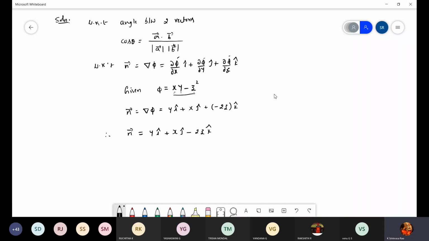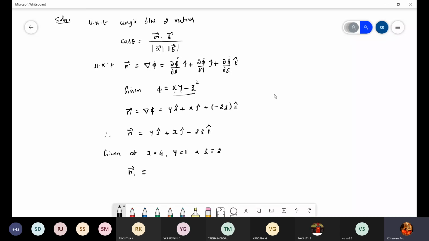Okay, so now what is given, you can substitute those points. Given at x equals, what are the points? It is given 4, 1, 2. Is it right? x equals 4, y equals 1, and z equals 2. Instead of n, you take n1. What is n1 equals? This is the first point.